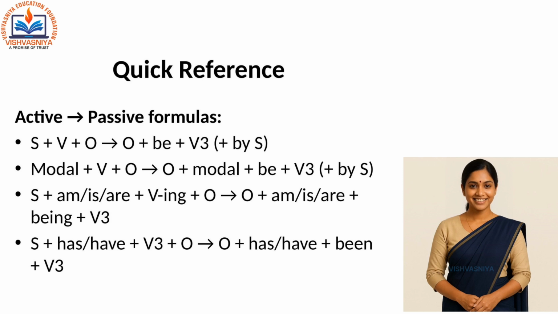Let's quickly revise the formulas for passive voice. If the active is subject plus verb plus object, the passive is object plus be plus V3 plus by subject. With modals, it becomes object plus modal plus be plus V3. For continuous tenses, use being plus V3. And for perfect tenses, use have or has plus been plus V3. Just remember these 4 patterns and you can convert any active sentence into passive.